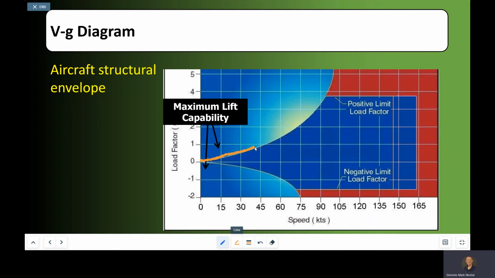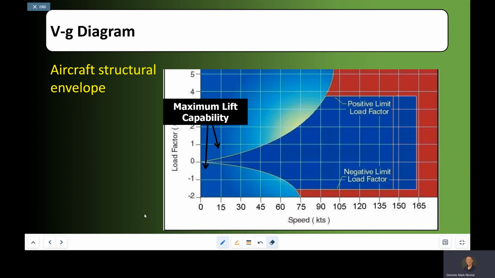This line here that curves upward is the maximum lift that that wing is capable of developing at that speed. So when we're below certain speeds, we can't develop very much lift before the airplane stalls. Once we're going fast enough, then we have the ability to develop so much lift that the aircraft could be structurally damaged. And similar with the negative line here. And of course, this positive limit here is based upon the square root of the load factor times the stall speed.